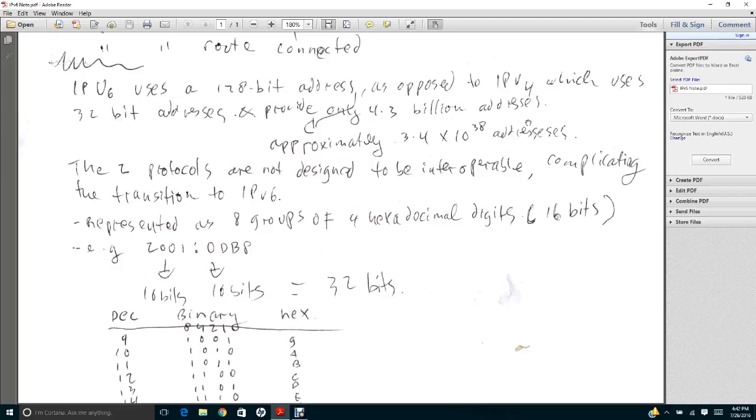IP version 4 and IP version 6 are not designed to be interoperable. This complicates the transition from IP version 4 to IP version 6.